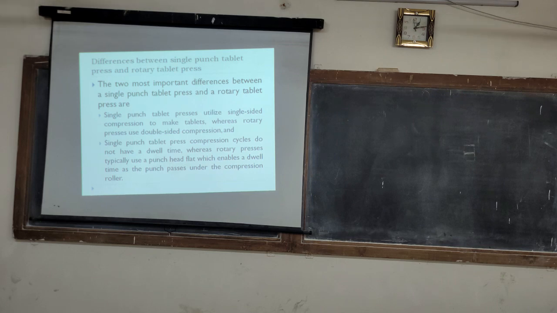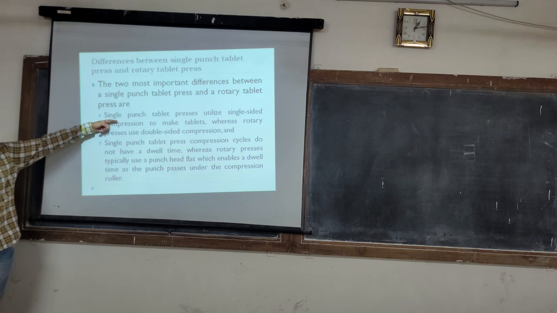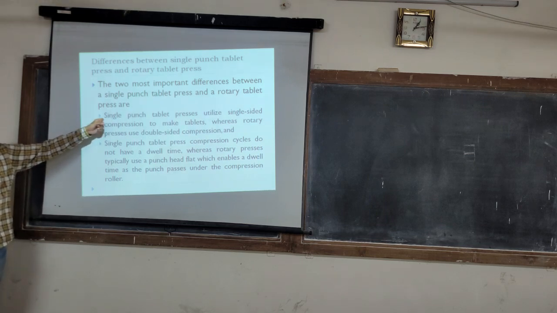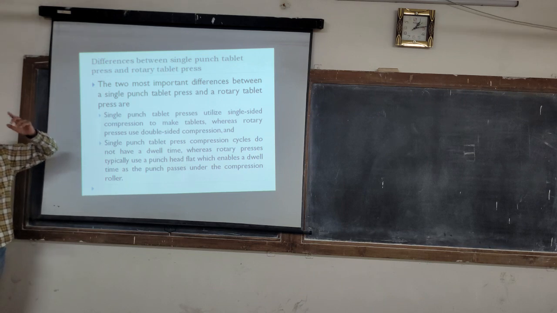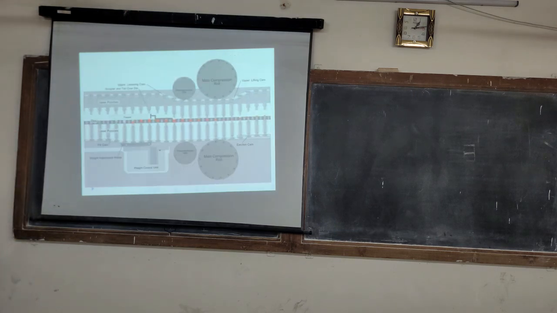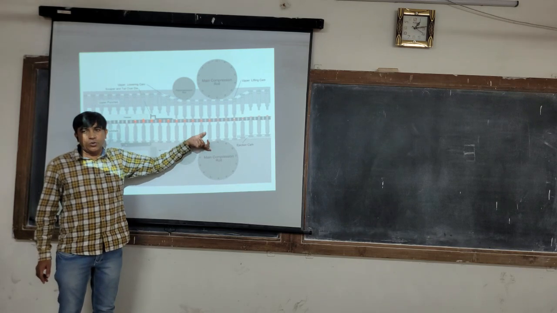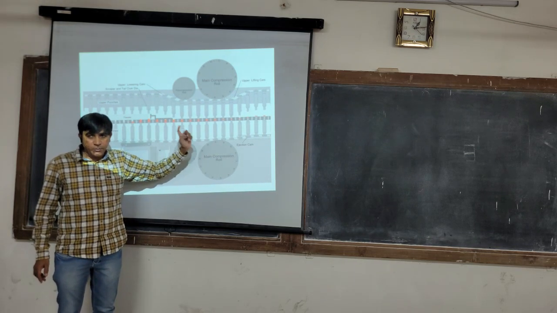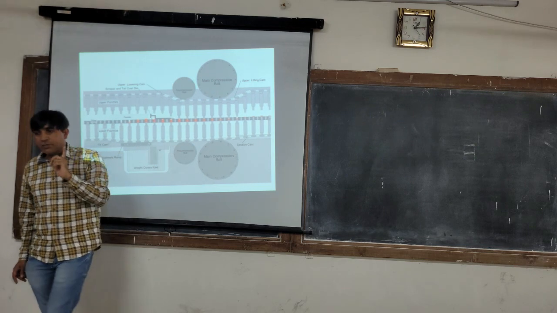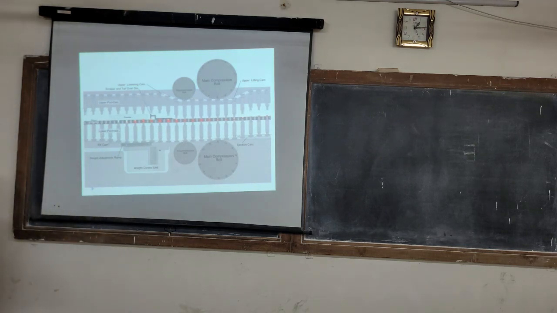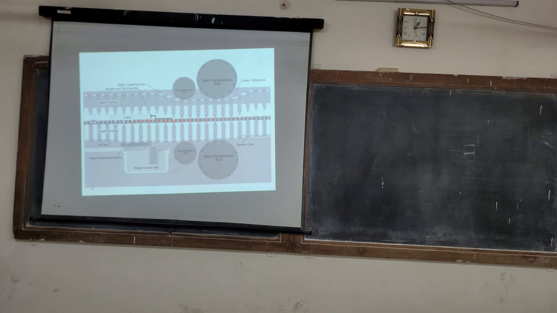The difference between a single and double punch tablet machine is that the single punch tablet machine utilizes single-sided compression, that is only the upper punch. While in the rotary tablet machine, it is double-sided compression. Both upper and lower punch are under the compression roller. If you look at the image, both upper punch and lower punch are coming under the compression roller. So both take part in compression. In a single punch tablet machine, only the upper punch is under the compression roller. So that is only adjusting the compression force.